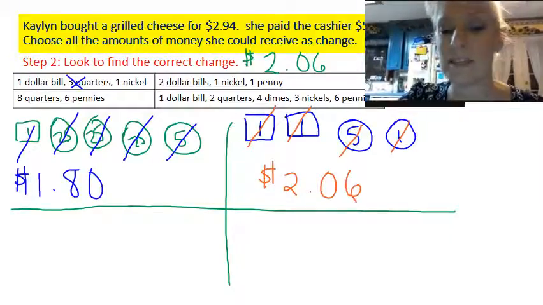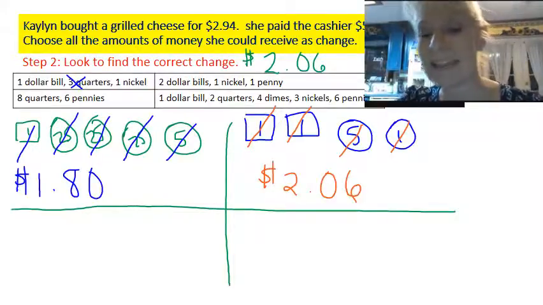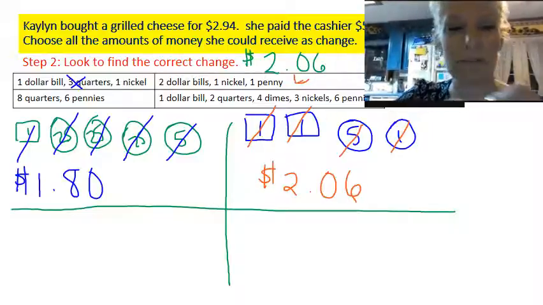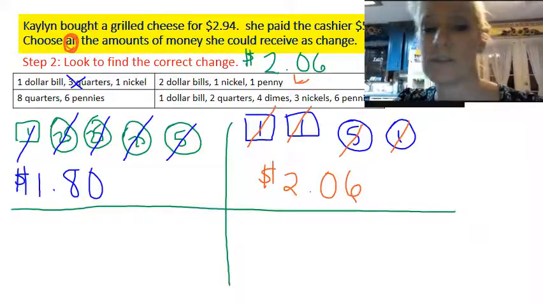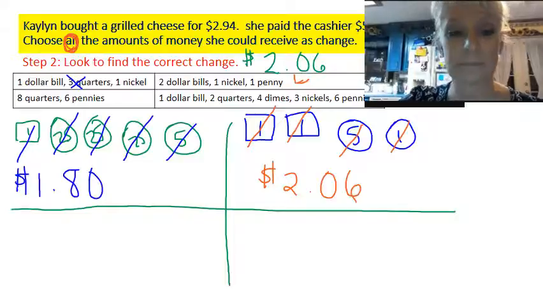I can see that this value matches the value that I'm looking for in change. I can't say that I'm completely done just because I'm putting a check mark right there, because the directions tell us to look for all the amounts of money that she could receive as change. So we need to keep looking.